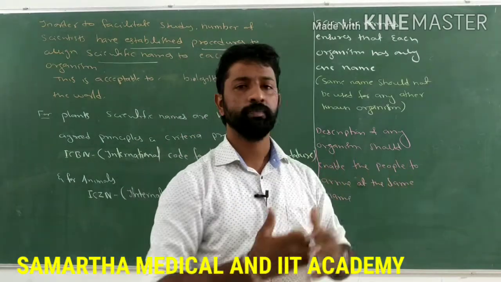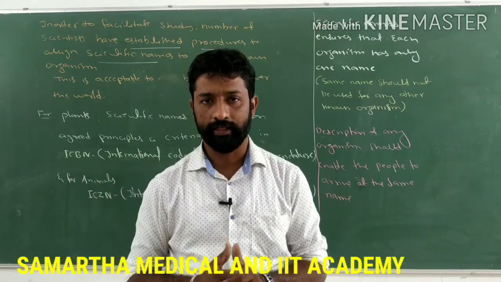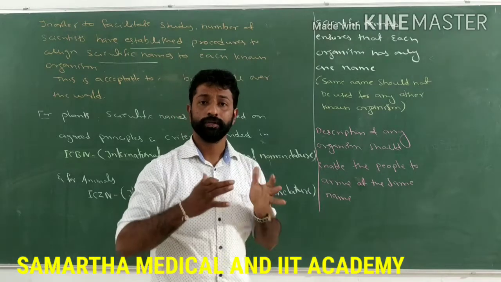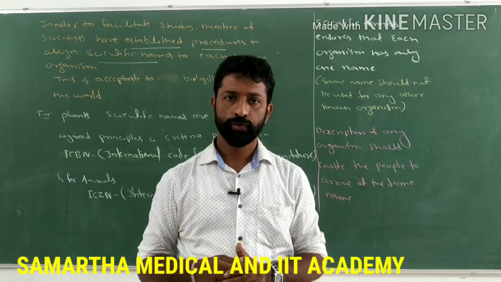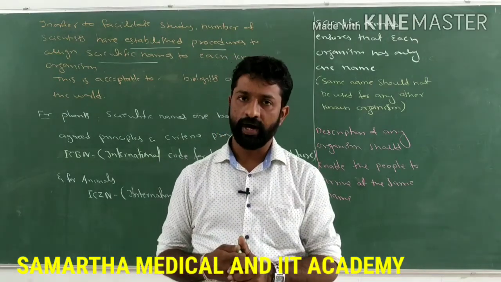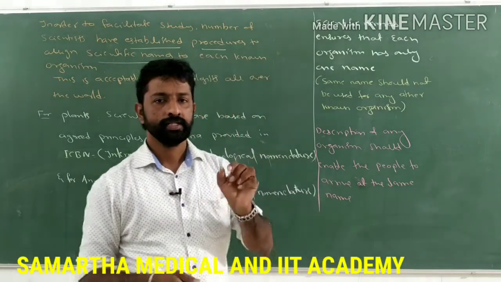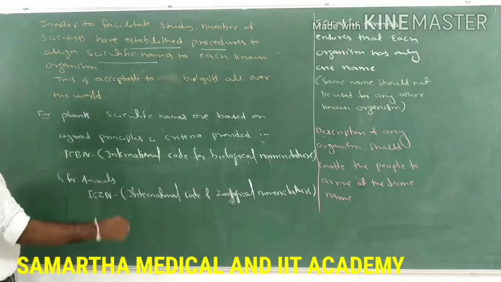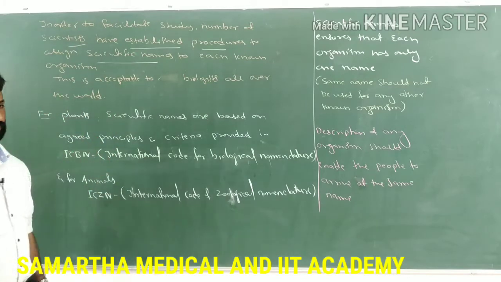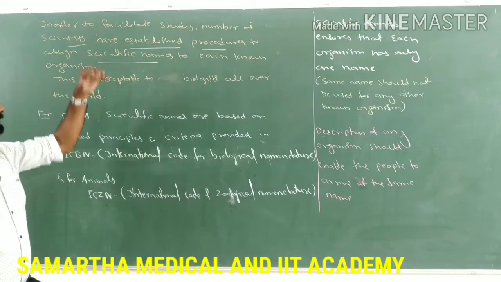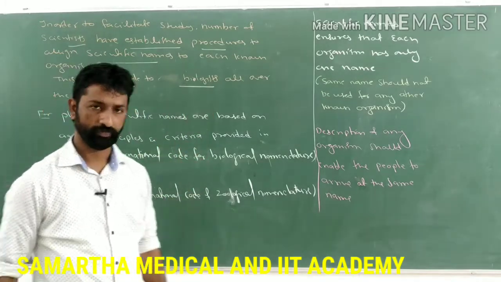So if an organism is known or identified, how should a scientific name be given for that organism? What are the procedures to be followed in order to give a scientific name for that organism so that it can be identified or recognized with the same name all over the world? Such procedures are developed or established by a number of scientists all over the world, and such procedures are acceptable to the biologists all over the world.